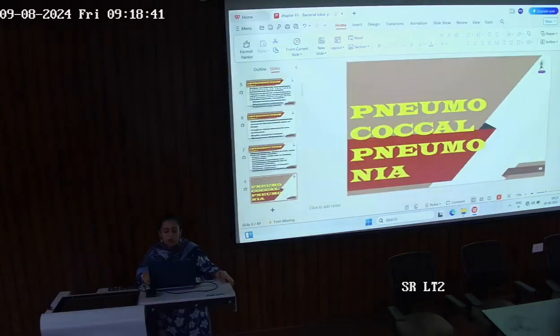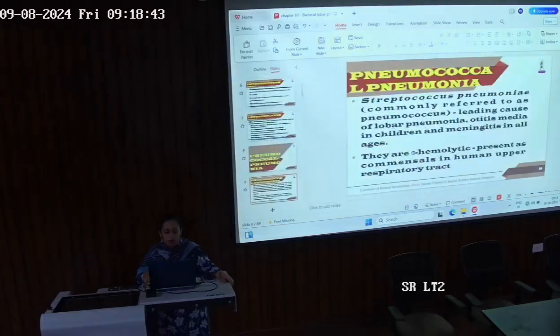Then pneumococcal pneumonia. It is caused by Streptococcus pneumoniae, which is commonly referred to as pneumococcus. It is the leading cause of lobar pneumonia, otitis media in children and meningitis in adults. They are alpha hemolytic and present as commensals in the human upper respiratory tract.